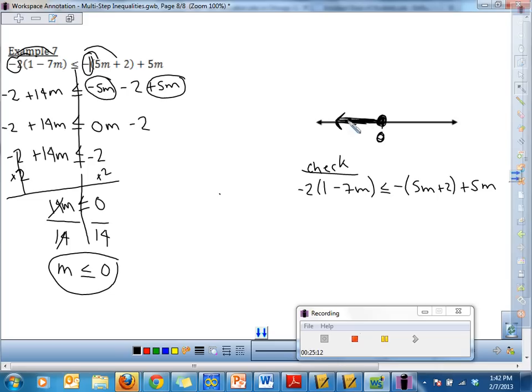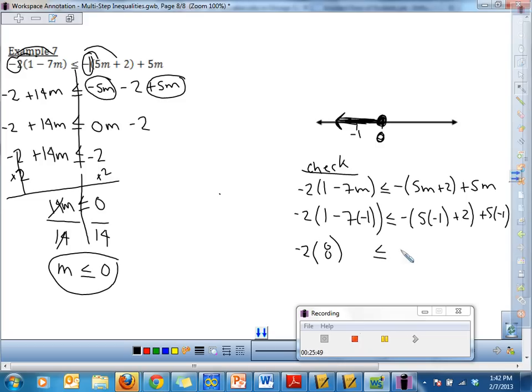Now let's think of a number that's in this shaded area. Let's pick maybe like negative 1. Let's see if that works. Negative 2, parentheses, 1 minus 7 times negative 1, is less than or equal to negative, 5 times negative 1 plus 2, plus 5 times negative 1. Alright, let's see what we get. 1 minus 7 times negative 1. Well, let's put that into our calculator. We're going to have 1 minus 7, parentheses, negative 1. That gives us a positive 8.